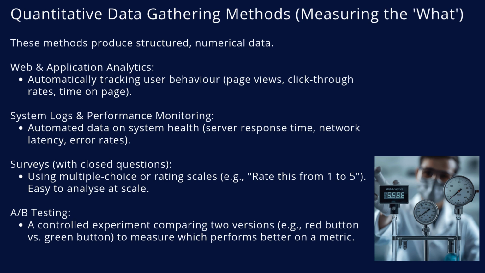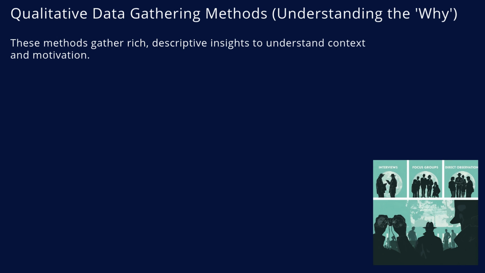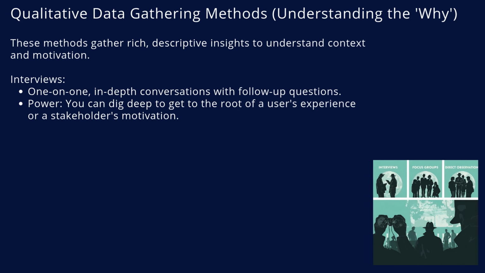It's a purely quantitative way to find out which design is more effective. Now let's look at the other side of the coin, the methods we use to gather qualitative data to understand the why. These methods are more like investigative journalism than science. The classic method is the interview.